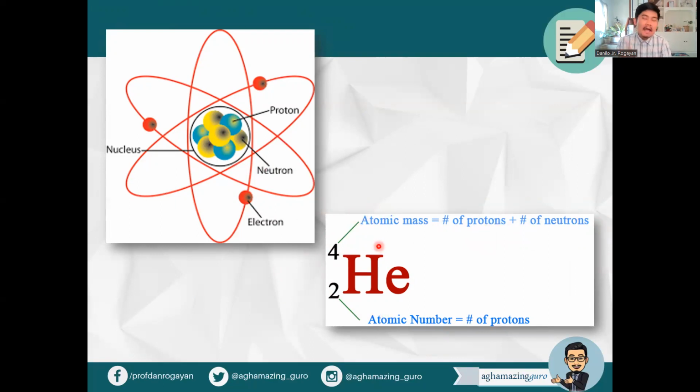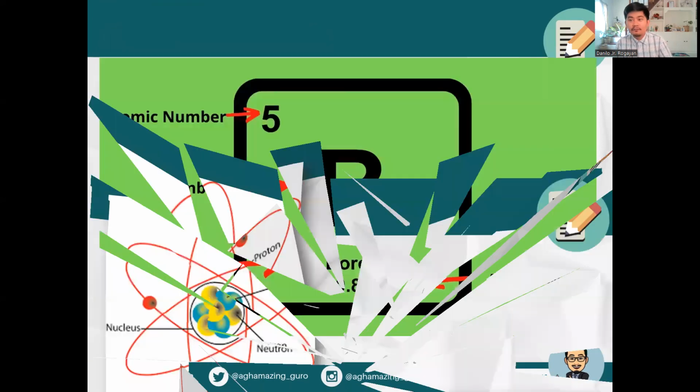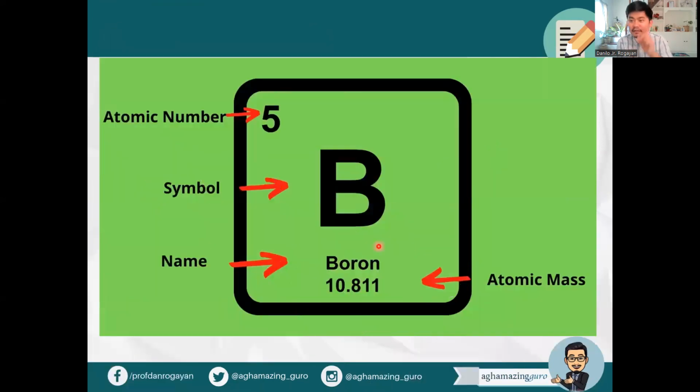I will have another video for subatomic particles. So we will have some drills about that. But before I leave this question, I'd like to have another drill dito. So say, for example, we have boron as our chemical element, and the atomic number is 5. Tell me the number of protons. That's correct, 5. Tell me the number of electrons. That's correct, 5. How about the number of neutrons?